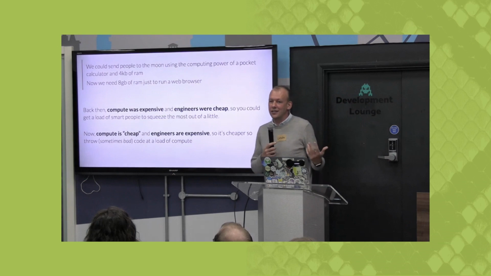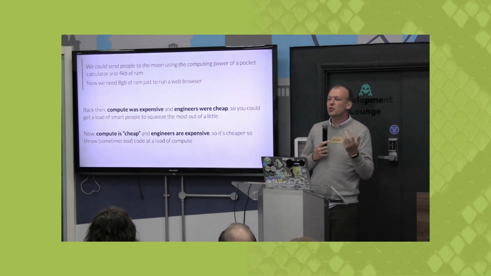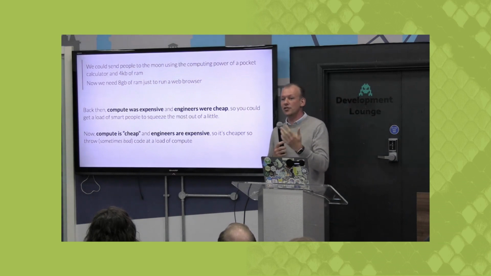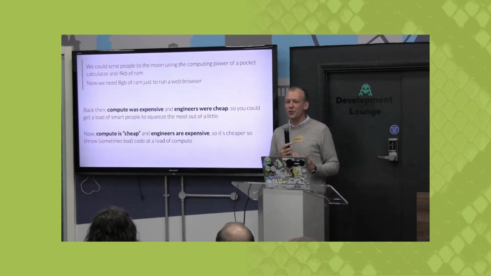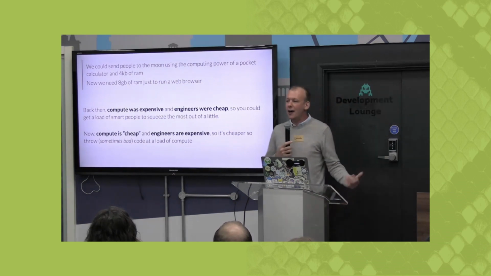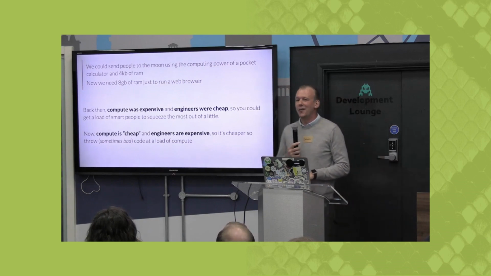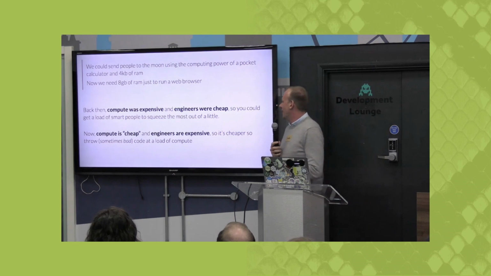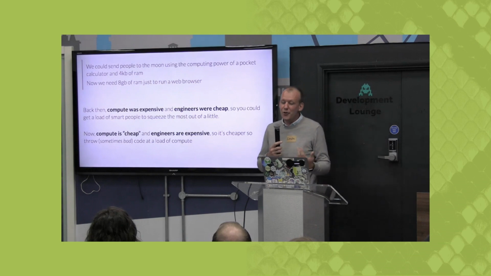And so why is this the case? I think what this tweet pointed out is that way back then, compute was really expensive, right? Computers cost a lot of money, but engineers were cheap. You could get a bunch of really smart people, stick them on a problem, and they could really squeeze the most out of those small resources that they had. But nowadays, computers are cheap, right? Inverted commas, when we talk about this cheapness. But engineers are expensive. So it's a lot cheaper to just throw lots of code, sometimes bad code, at a load of compute, because that can get the job done.